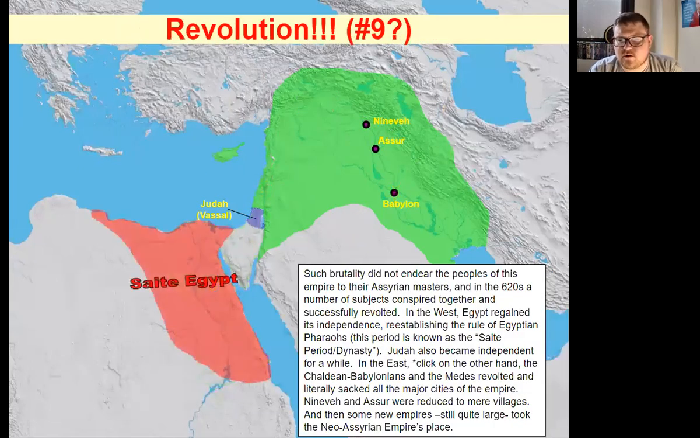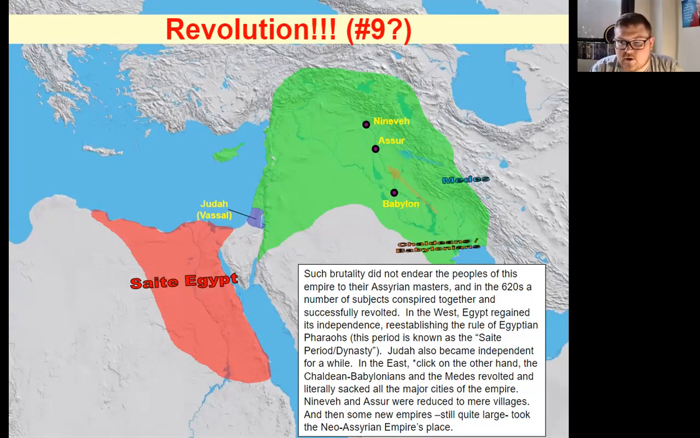Then we have another revolution. Such brutality did not endear the peoples of this empire to their Assyrian masters, and in the 620s, a number of subjects conspired together and successfully revolted. In the west, Egypt regained its independence, reestablishing the rule of the Egyptian pharaoh. This is known as the Saite period or dynasty within Egypt. Judah also became independent for a while.